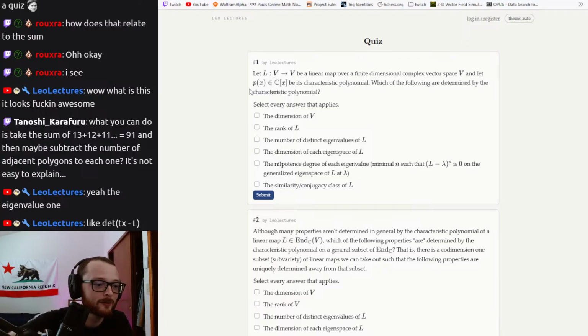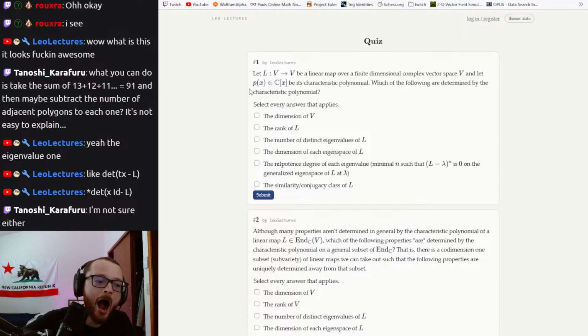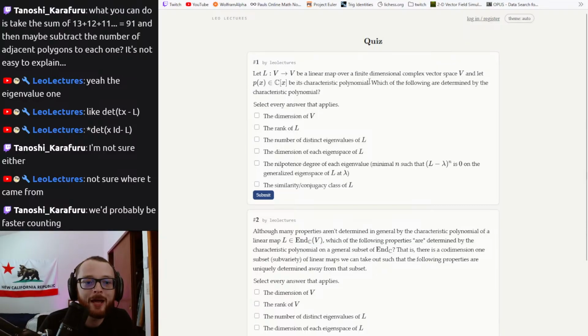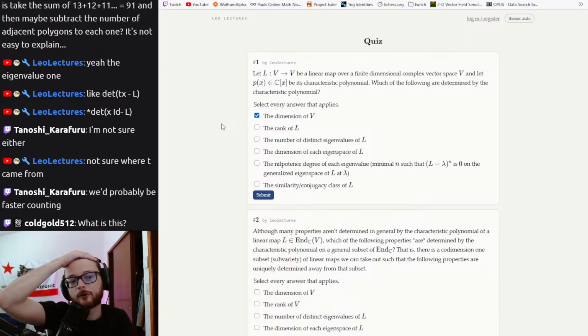13, 12. I'm not sure, Tenoshi. Not sure where T came from. Which of the following are determined by the characteristic polynomial? Okay, so theoretically, if we knew that L is a linear map and we only knew its characteristic polynomial, what do we know about V? Well, we know the dimension of V. That's the degree of the characteristic polynomial. Wait. Yeah. Right? Well, does it need to be square?